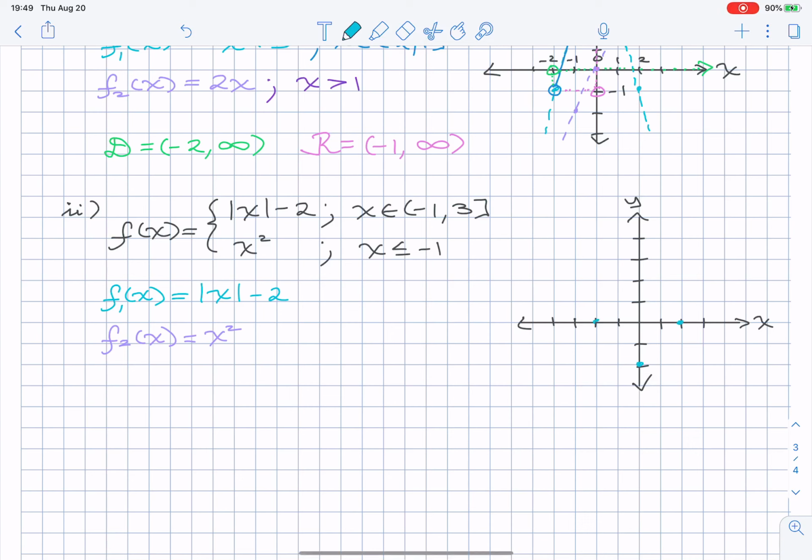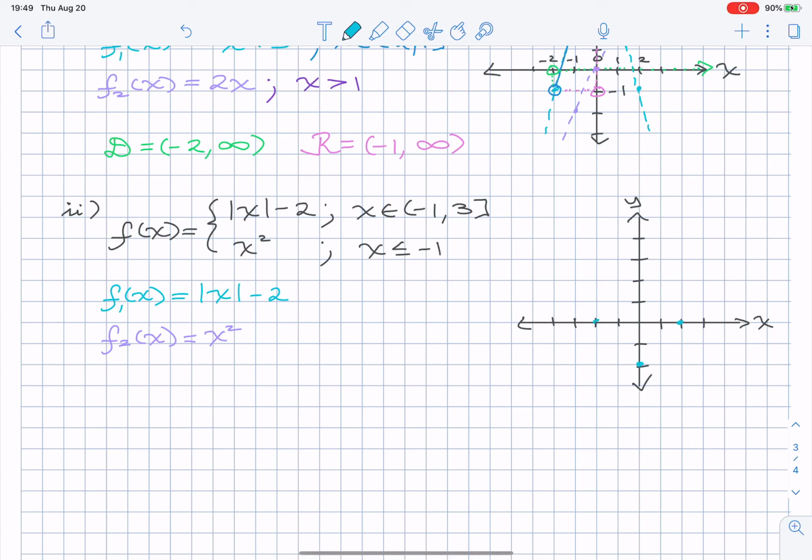Then x squared is a parabola at the origin, opening upwards. I could plot points. Remember, if I don't know what it looks like, feel free to plug in points until you do know what it looks like. You'll get used to these functions. So here is my dotted version of x squared, the quadratic or parabola.